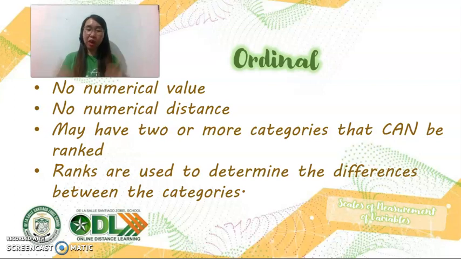So if this is the type of variable that you're going to use in your research, then the statistical treatment is Spearman-Rho. Spearman-Rho, that is correct. So we can conclude that ordinal and nominal variables or scales of measurement of variables are qualitative in nature. There's no numerical value. So, interval and ratio variables are actually quantitative.